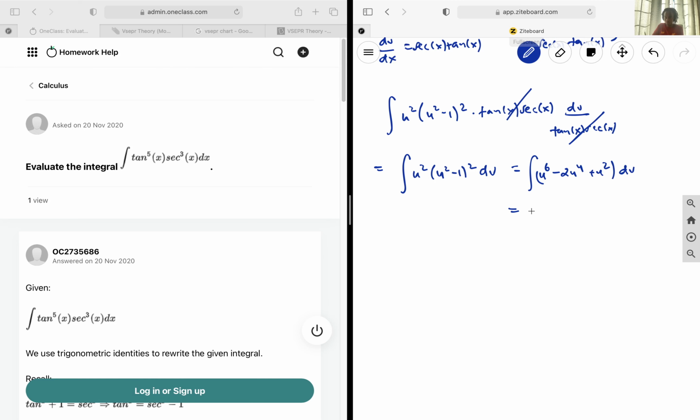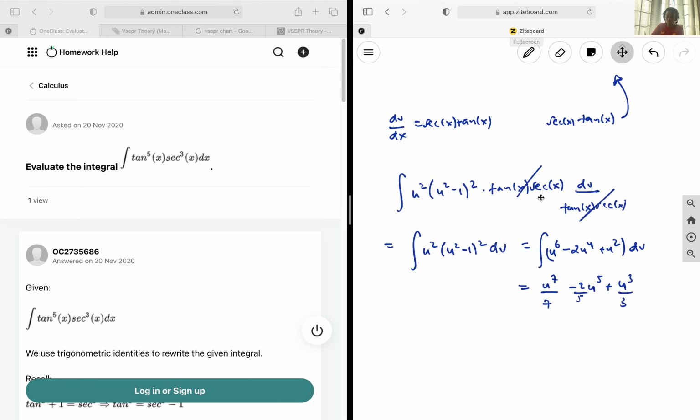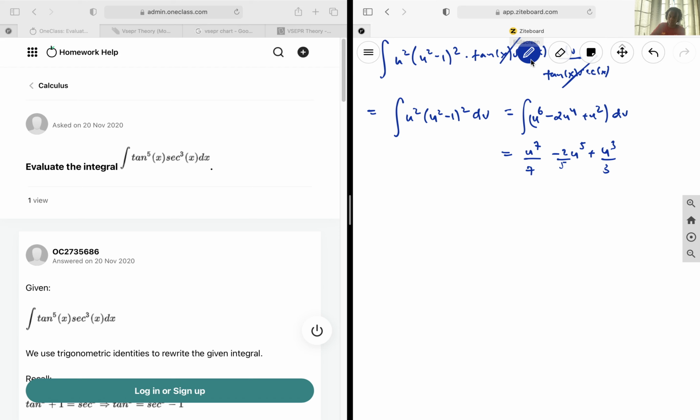And then we're just going to use the exponent rule, and this will become u to the power of 7 over 7 minus 2 over 5 u to the power of 5 plus u to the power of 3 over 3. And of course there'll be a plus c that we can add later on. Let's go ahead and remember the fact that u is equal to secant x. We're just going to fill that in here. And we will get secant x to the power of 7 over 7 minus 2 secant x to the power of 5 over 5 plus secant x cubed over 3. And then we're going to have the plus c.